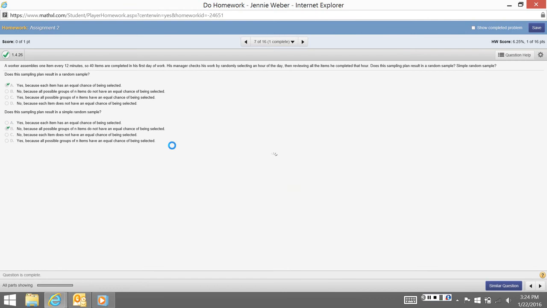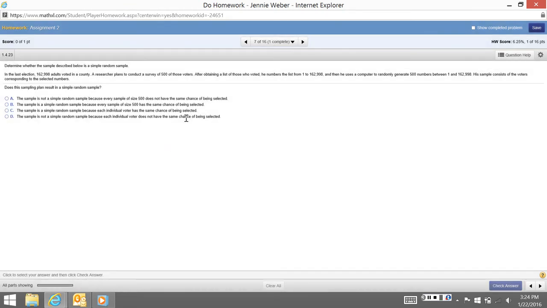Let's see if we've got another one here. Okay, so determine if the sample described below is a simple random sample. In the last election, 162,998 adults voted in a county. A researcher plans to conduct a survey of 500. After obtaining a list of those who voted, he numbers the list 1 through whatever, and he uses a computer to randomly generate 500 numbers between 1 and 162,000. His sample consists of voters corresponding to the selected numbers.